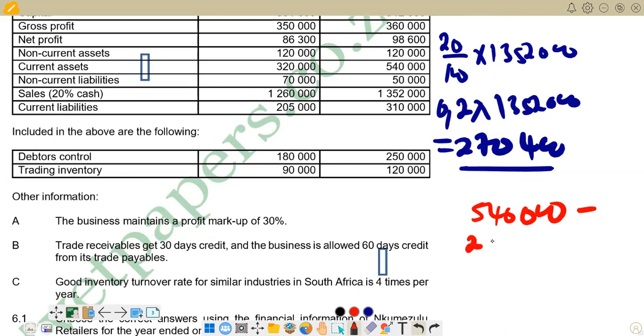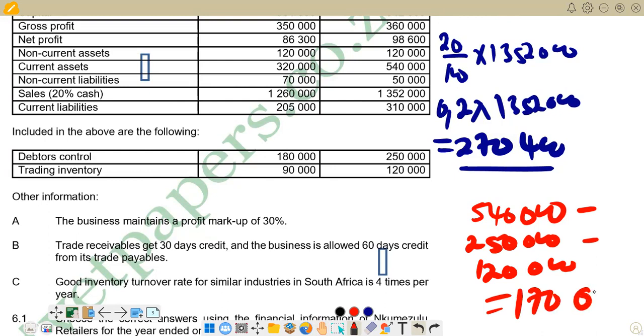So we are saying minus 250,000. Then we subtract again 120,000. Then the answer that we get becomes the figure for cash and cash equivalents. So we can just calculate there. We put 540, then we subtract 250, then we subtract again 120. Then we get 170,000. So the answer that we are getting there is 170,000. So this is the figure for cash and cash equivalents.